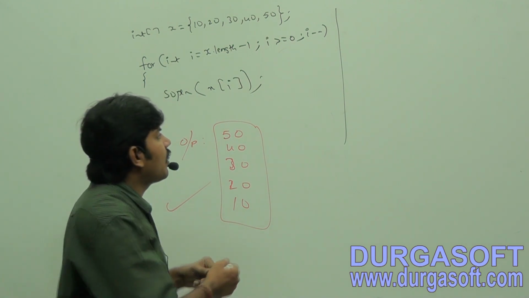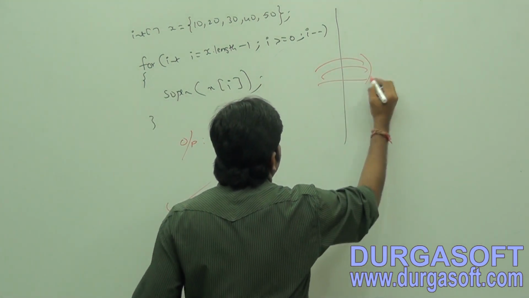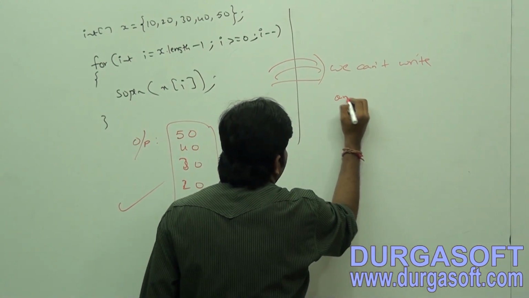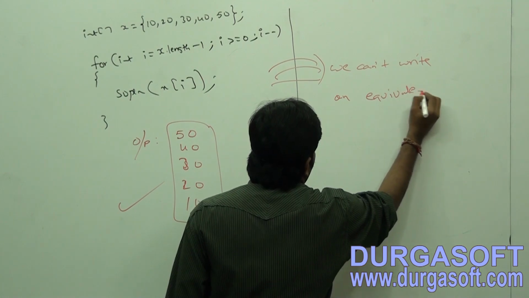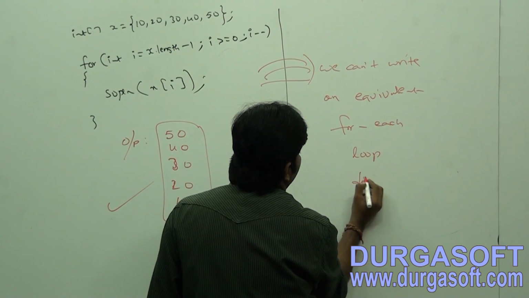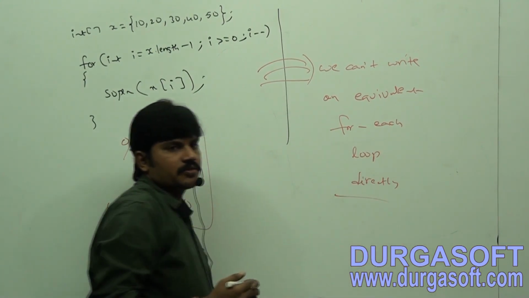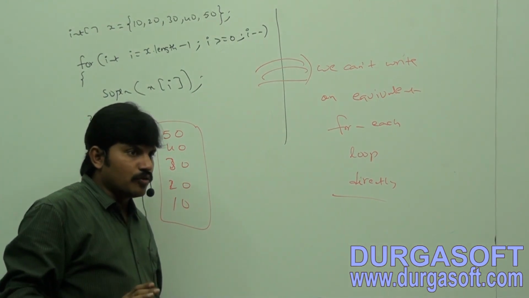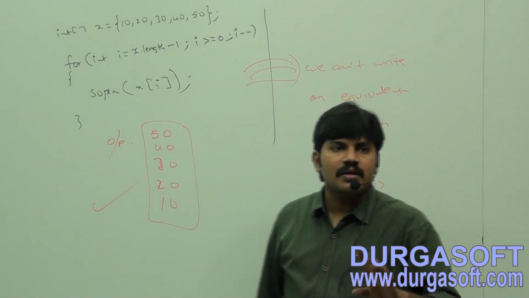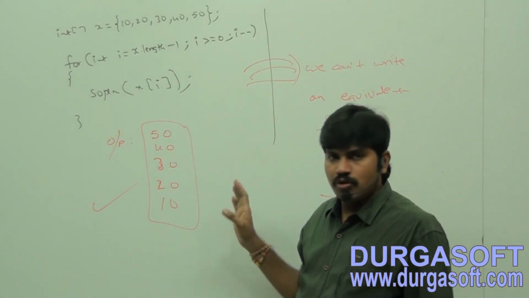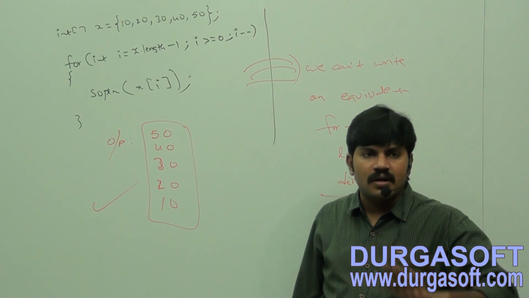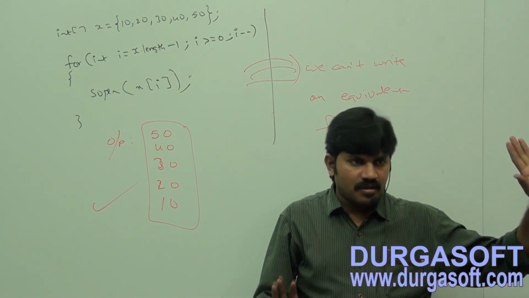No way. We can't write an equivalent for each loop directly for this. That's why by using a normal for loop, we can print array elements either in original order or in reverse order. But by using a for each loop, we can print array elements only in original order, not in reverse order. Clear for all of you?